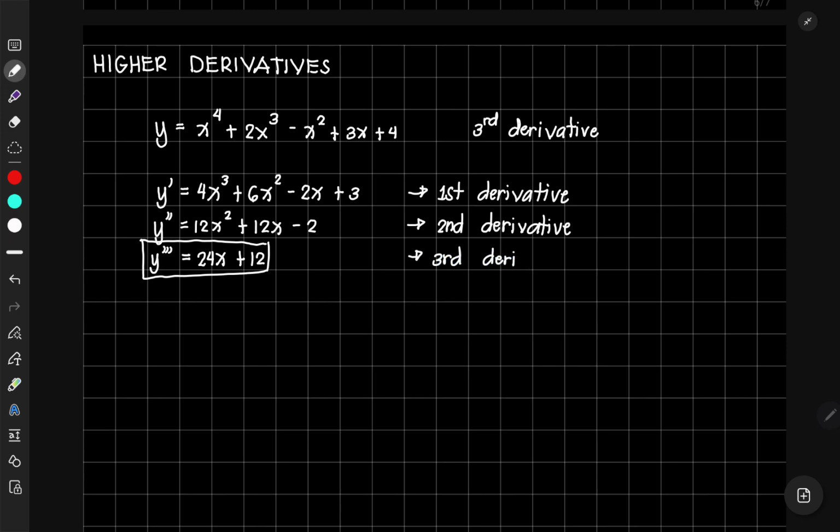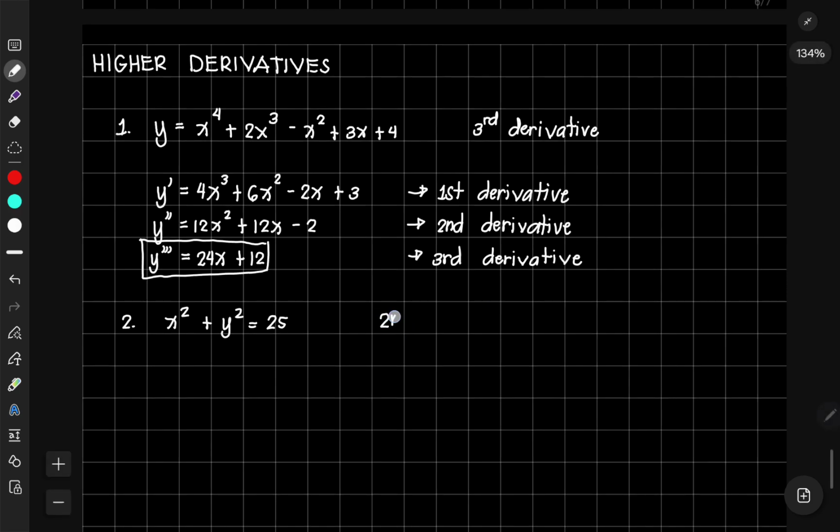So, this also, higher derivatives are also applied sa ating mga implicit functions. So, kagaya ng, this is example number 1, x squared plus y squared, this is equal to 25. So, this is an implicit function. So, kukunin natin yung second derivative. So, sabihin natin that is your second derivative.